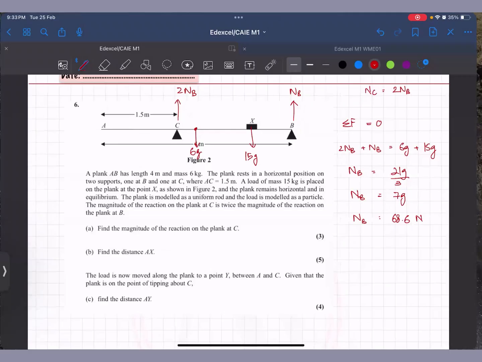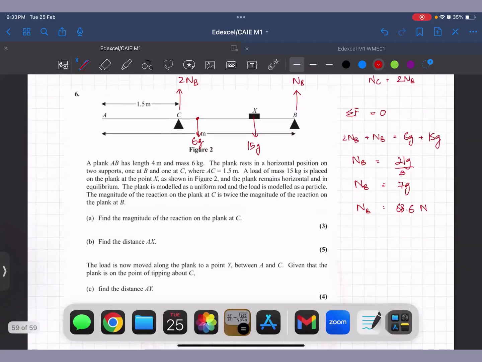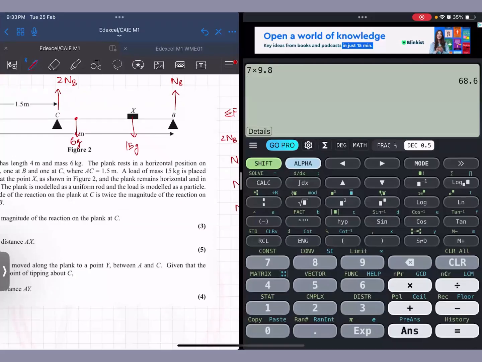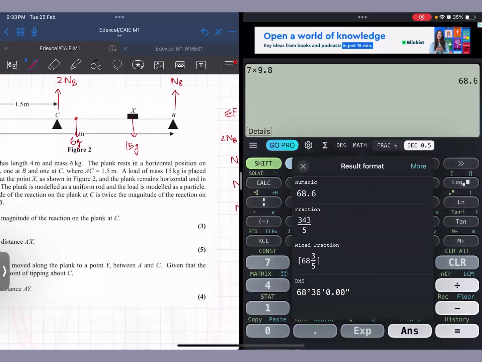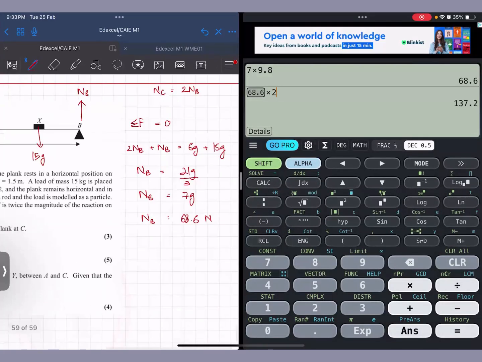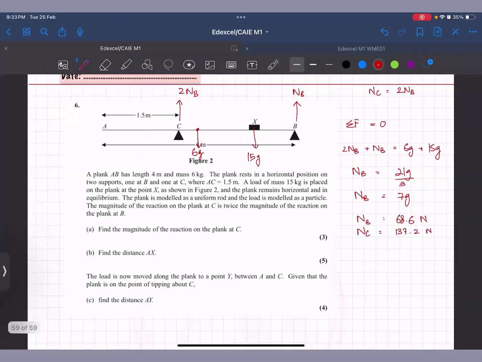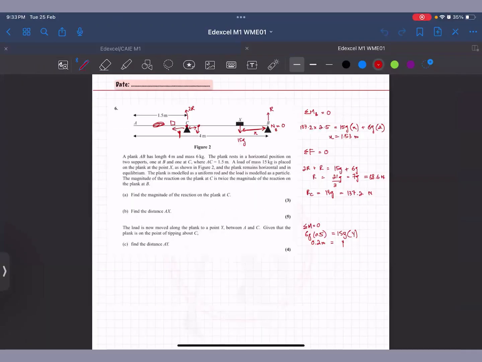So the normal force at C is twice that, so twice of 68.6 is 137.2 Newton. Okay, I think this is the answer. Let's confirm. Do you get it? समझ आया?